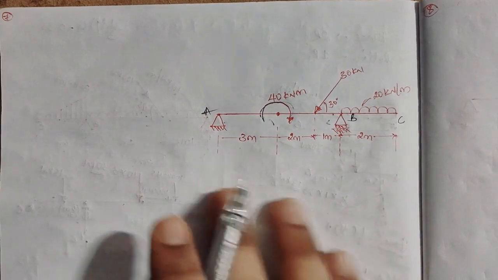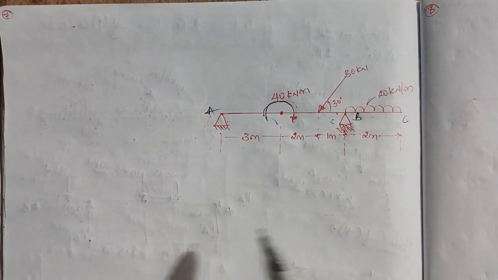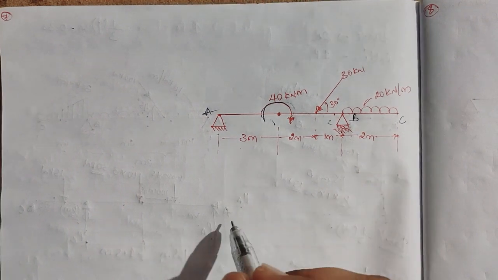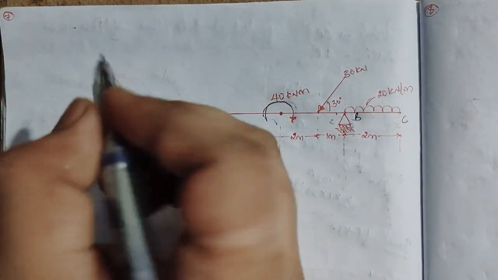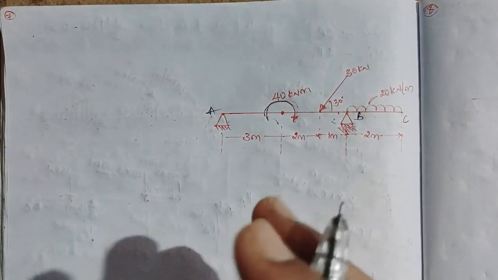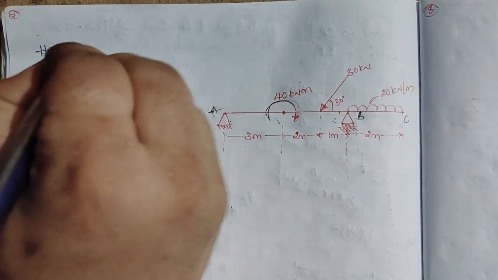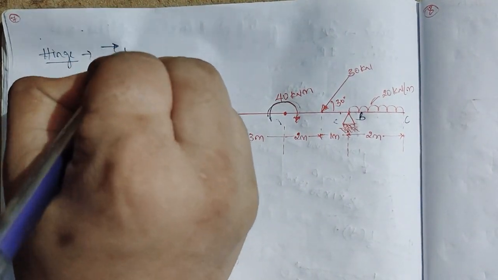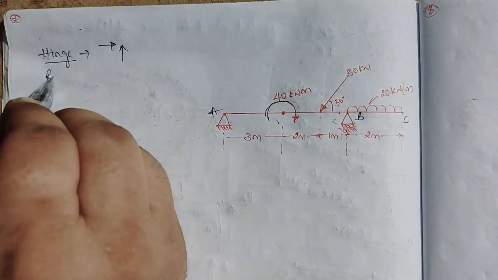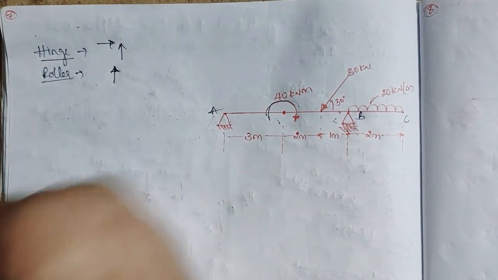See here, A is hinge, B is roller. You should practice identifying that whenever you see the hinge. Yes, I am seeing the hinge support. It has two reactions, one horizontal and one vertical. Whenever I see a roller, it has only one vertical reaction.